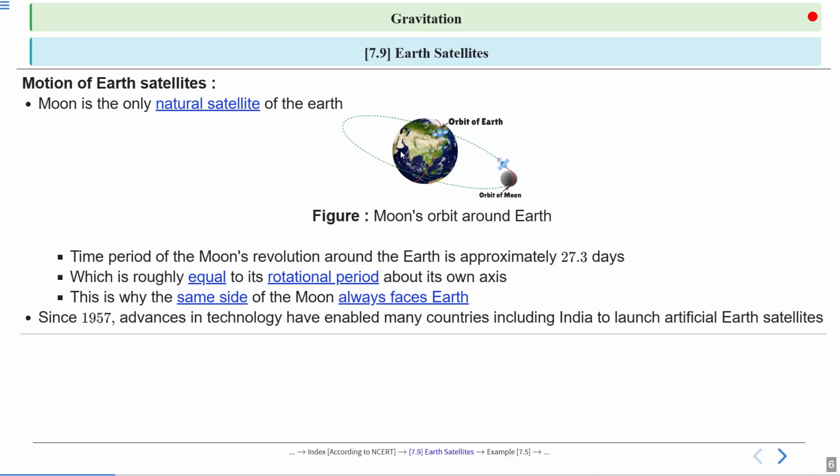Since 1957, technological advancements have allowed many countries, including India, to launch artificial satellites. This marks a significant leap in our ability to explore and utilize space for various purposes.